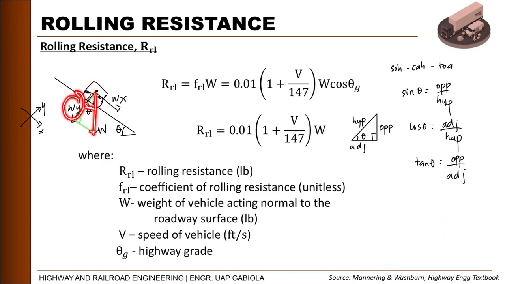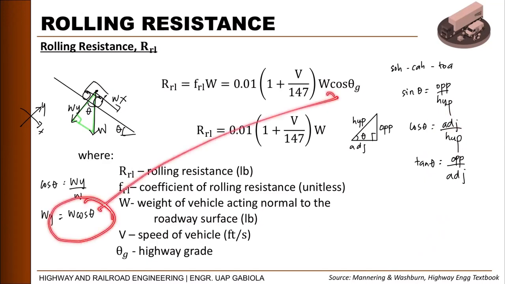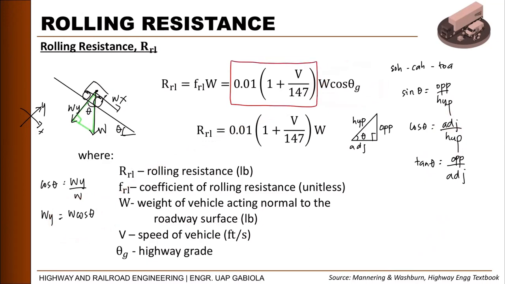So, that is adjacent tsaka hypotenuse. So, alin ang adjacent at hypotenuse? Adjacent tsaka hypotenuse. So, cosine theta yung gagamitin natin. So, cosine theta is equals to Wy all over W. O yung Wy natin is equals to W cosine of theta. Kaya meron tayong cosine theta dito sa formulang to. Okay? So meaning, itong whole expression na to dito, ito yung ating friction, yung coefficient of friction natin na tinatawag.